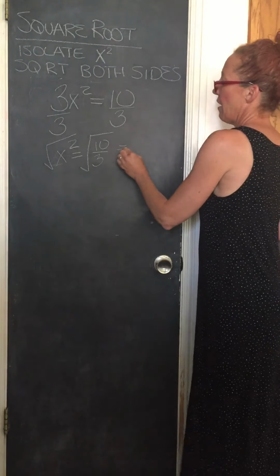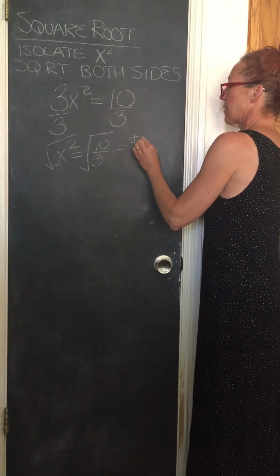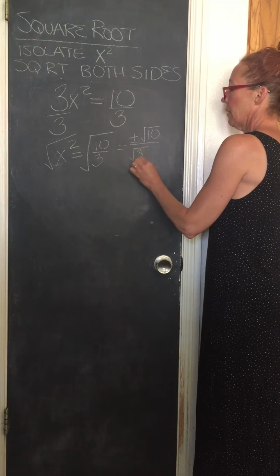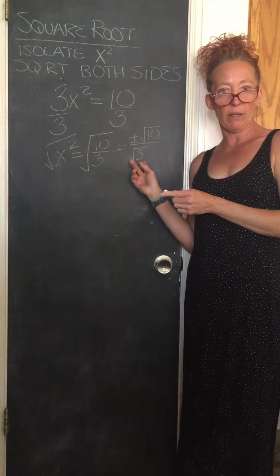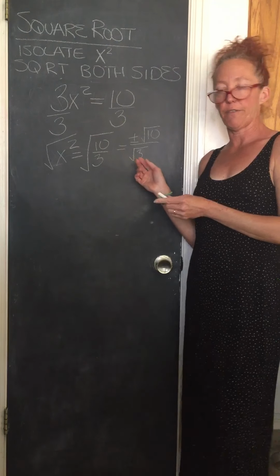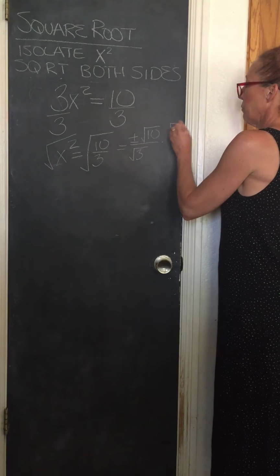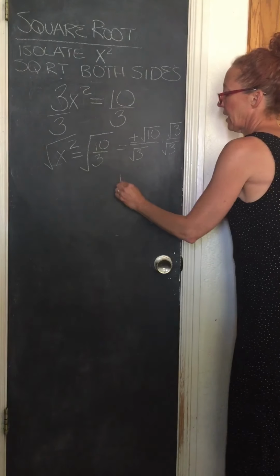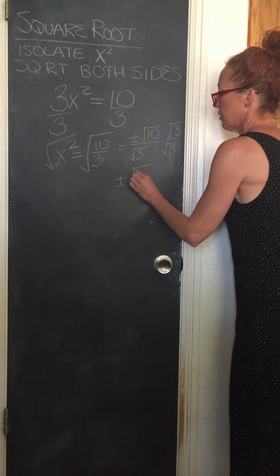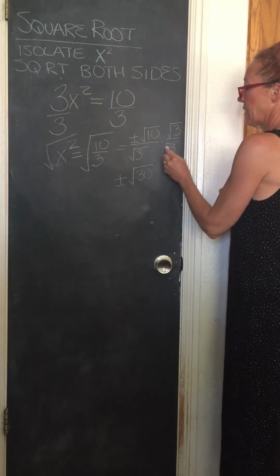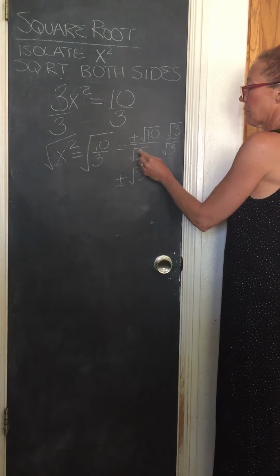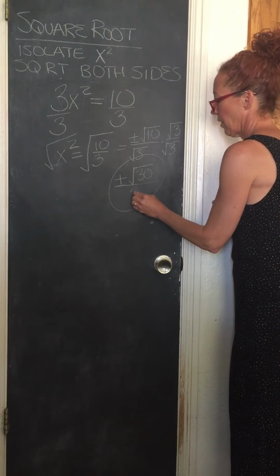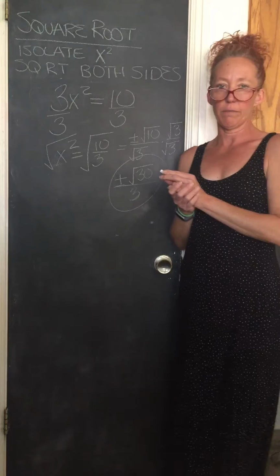Now we have plus or minus the square root of 10 over the square root of 3. We do not want a radical in the denominator of our fraction, so we're going to multiply the top and the bottom by radical 3, which is going to change that square root to the numerator. 3 times 3 is 9. The square root of 9 is 3. And so that is our final answer there.